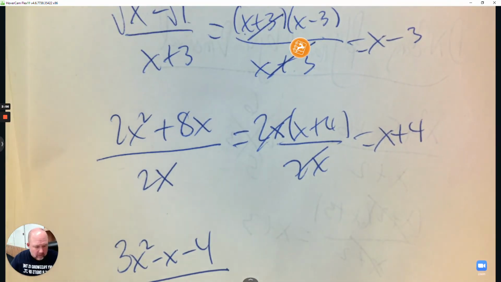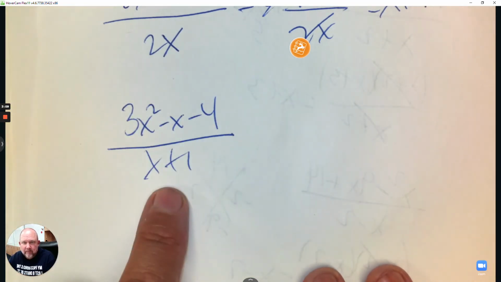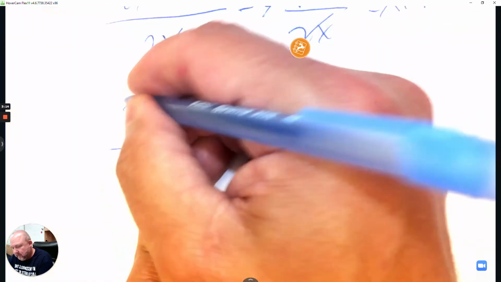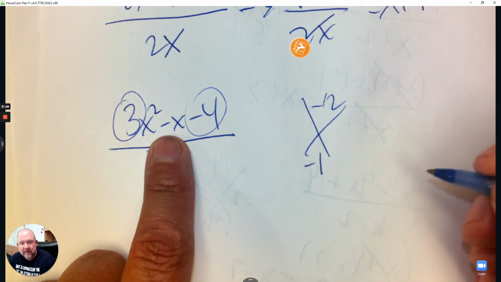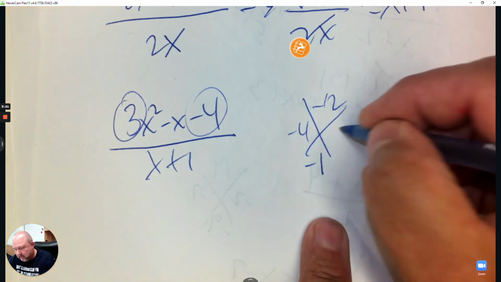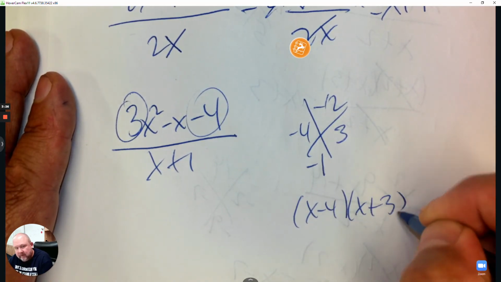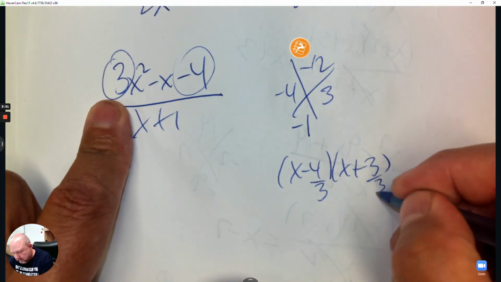See if we can make this one work. Here's one more for you. This one has a little bit more to it. So 3 times -4 is -12. And the number you don't see in the middle is -1. So find the two numbers that work. And then write them as -4 and 3. And then take the leading number 3 and divide both numbers by 3.